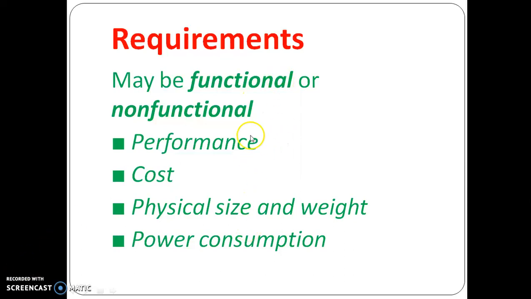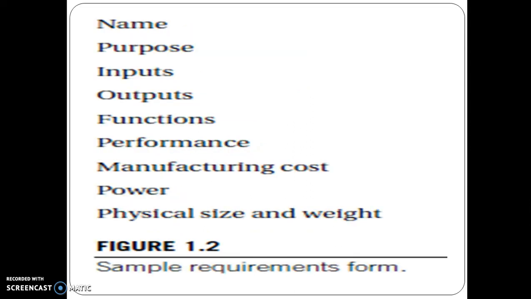These fall again into different categories: performance, cost, physical size and weight, and power consumption. We define the performance, the cost, the size, and the power consumption. This can be seen in the form of simple requirements. Before going to the design process, the designer must get the filled-in requirements from the customer. The customer has to define the name of the product, for what purpose he is going to use it, what inputs he requires, what his outputs are, and what functions he needs in the system.